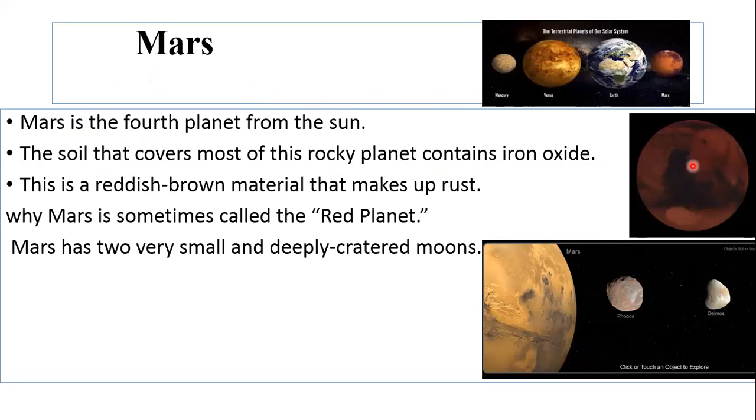Look at the picture here. It's the red planet. I will tell you why. Because this is a reddish brown material that makes up rust, that's why Mars is sometimes called the red planet. Look at the picture here. Mars has two very small and deeply cratered moons.